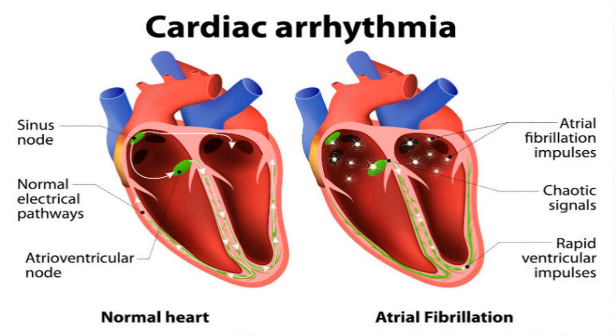So this is cardiac arrhythmia. You need to know what cardiac arrhythmia is. Before that, this is the normal heart in the left side of the image. This is the SA node, this is the AV node, this is the bundle of His, and these are Purkinje fibers. So this is the normal heart, with normal impulse generation. This is atrial fibrillation. In this, from the SA node and AV node, there will be rapid ventricular impulses. Because of that, there will be chaotic signals, and so atrial fibrillation impulses. So that causes cardiac arrhythmia. Cardiac is heart, arrhythmia is abnormal heartbeat, abnormal heart rhythm.